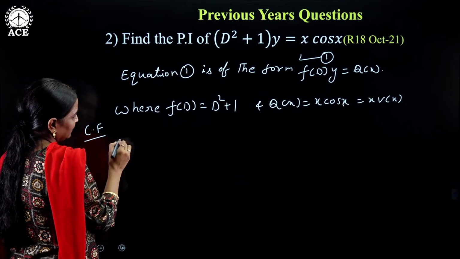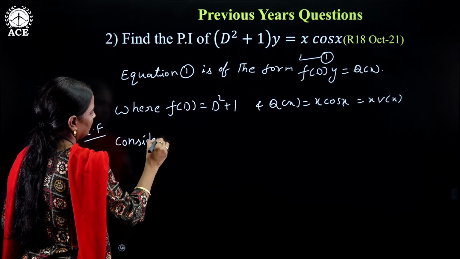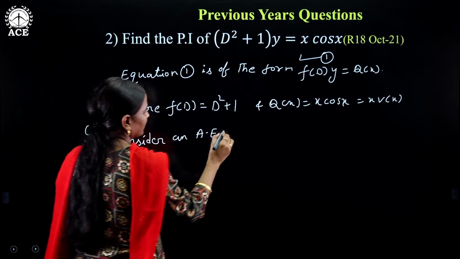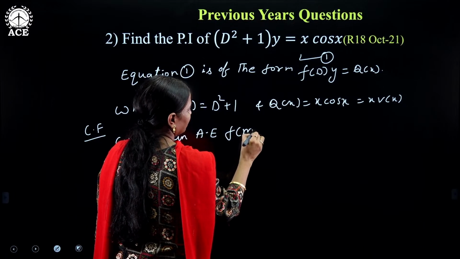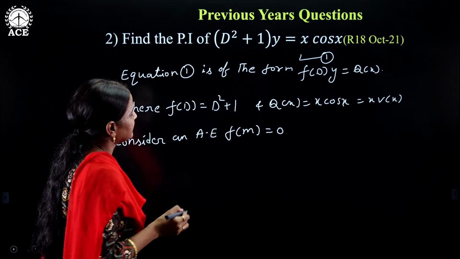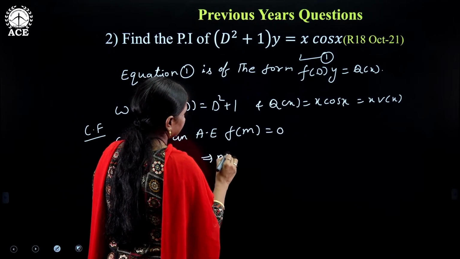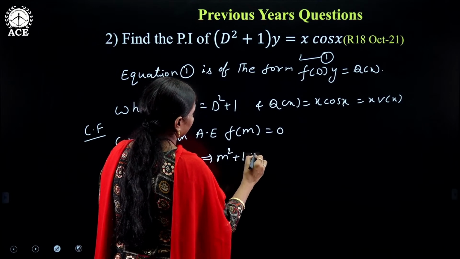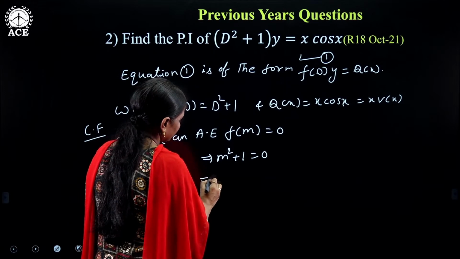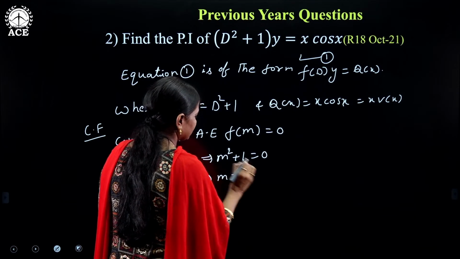Complementary function. To find the complementary function, consider the auxiliary equation. What is the auxiliary equation? The auxiliary equation is f of m equal to 0. What is f of D here? D squared plus 1. So f of m is m squared plus 1 equal to 0. What are the roots? m is equal to plus or minus i.